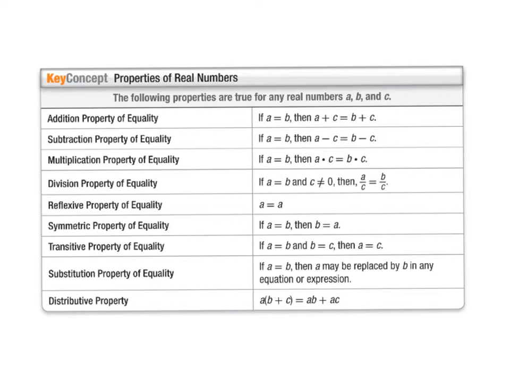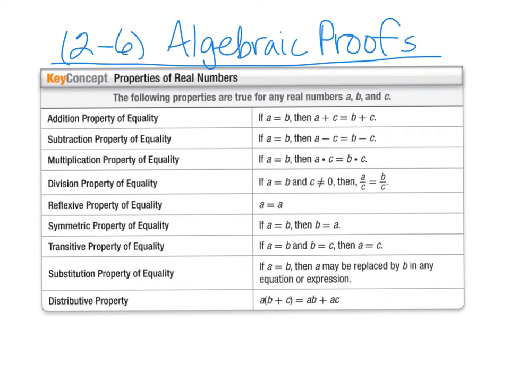All right, this is section 2.6, and it's called algebraic proofs. We're going to start off with the properties of real numbers. Then these are going to be our reasons why we're allowed to do the various steps in the algebraic proofs.